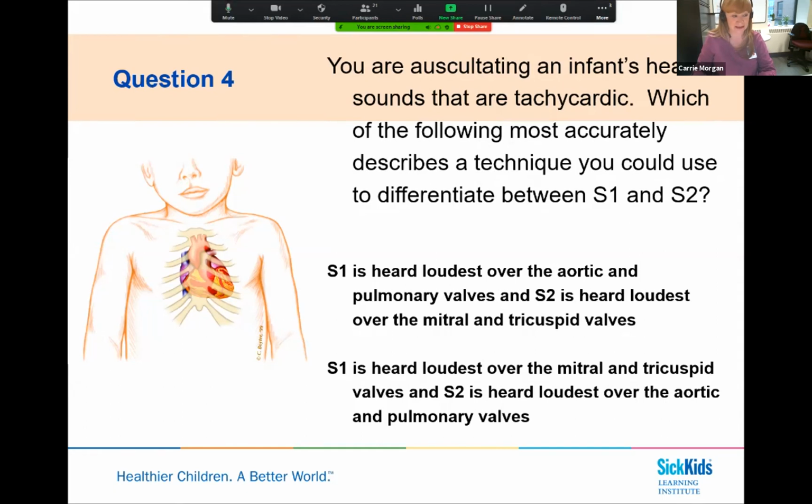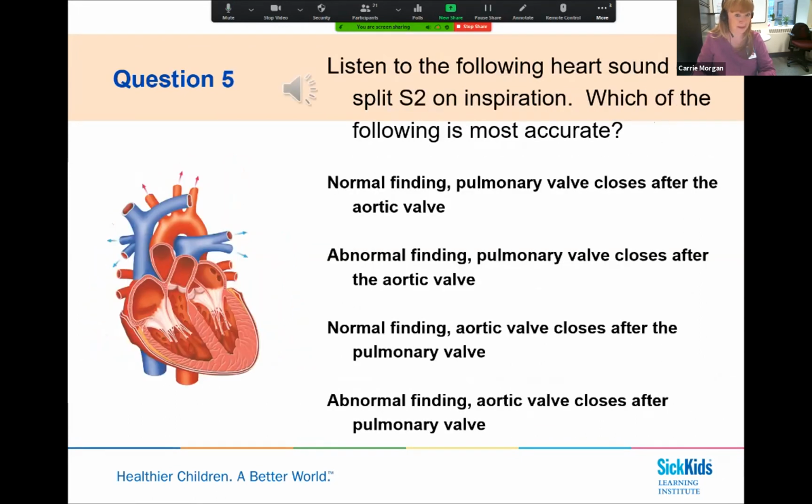So that's a really neat tool that you can use to help you identify which is S1 and S2, and then subsequently be able to figure out which is your systolic and diastolic phase. And then from there, you can figure out which is your S3, S4, and any murmurs, whether systolic or diastolic murmurs. Very helpful in tachycardia.